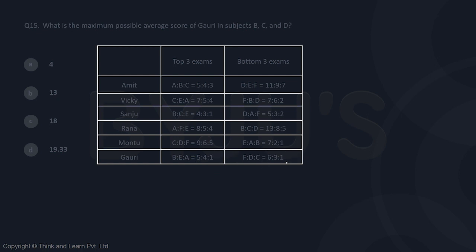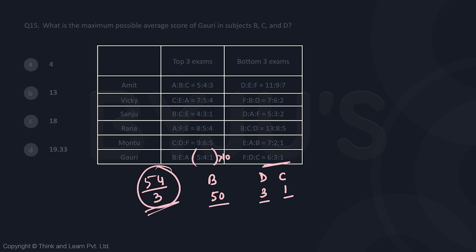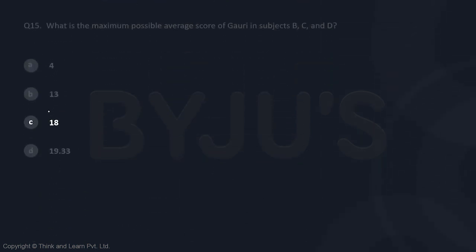So this is possible only if I keep them as 6, 3, 1, but I multiply them by 10. In that case, his score in C will be 1, in D will be 3, but in B it will be 50. So 50 plus 3 plus 1, 54, and 54 is the total score in the 3. If you divide 54 by 3, it gives me exactly 18. So 18 is the right answer for this question, which was the last question from this set.